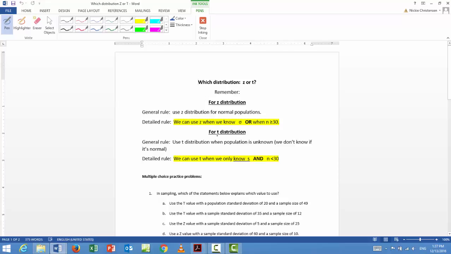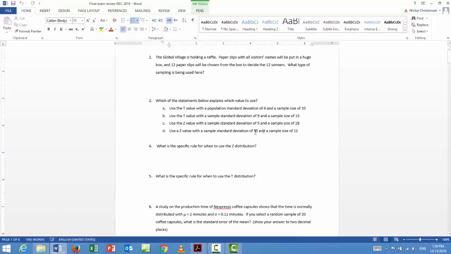On the other hand, to use the t distribution, it is what we can call a two-pronged rule. Okay, we use the t distribution when we only know s, so when we only know the sample standard deviation, and our sample size is less than 30. Okay, so for the t distribution, it's not enough if only one of these is true. Both of these must be true to use the t distribution. So let's go back and look at the questions and apply these rules to them.